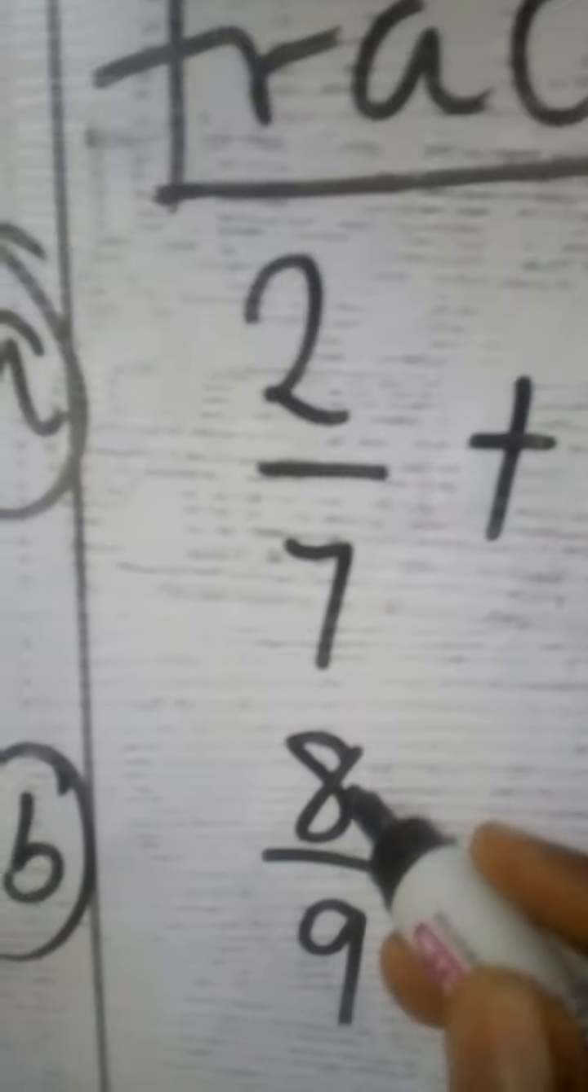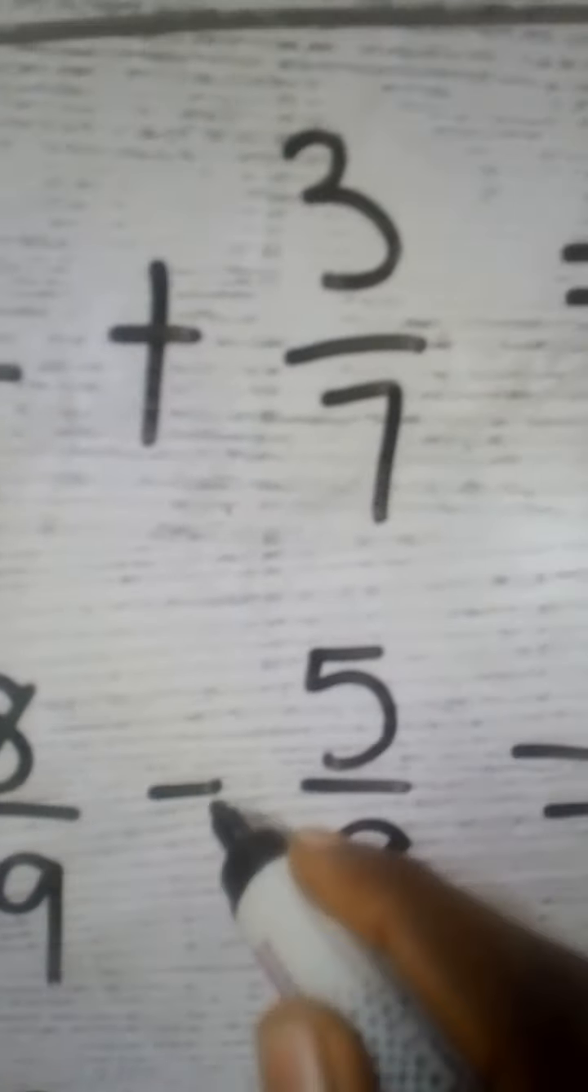The LCM that we're going to use here is 9 because the denominators are the same. So 9 in 9 is 1. 1 times 8 is 8. Then minus. 9 in 9 also, 1. 1 times 5 is 5. So 8 minus 5 gives me 3, and this is over 9. Please don't leave your answer like this.